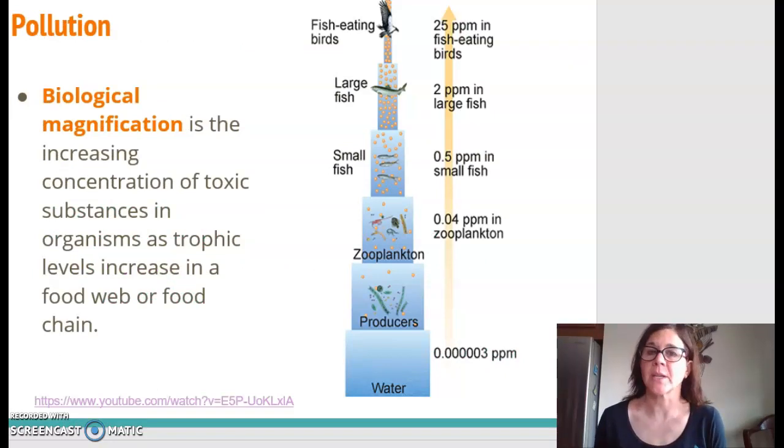Add pollution, including biological magnification. With that, you have an increasing concentration of toxic substances as the trophic levels increase in a food web or chain. So we say don't eat too much tuna because you've got the buildup of toxins in the tissues. And as you go up higher in the food chain, there's more and more toxins that accumulate.